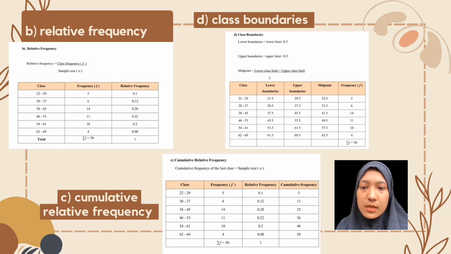Lower boundaries is lower limit minus 0.5. Upper boundaries is upper limit plus 0.5. Midpoint is lower class limit plus upper class limit. Cumulative relative frequency: cumulative frequency of the last class equals sample size N.